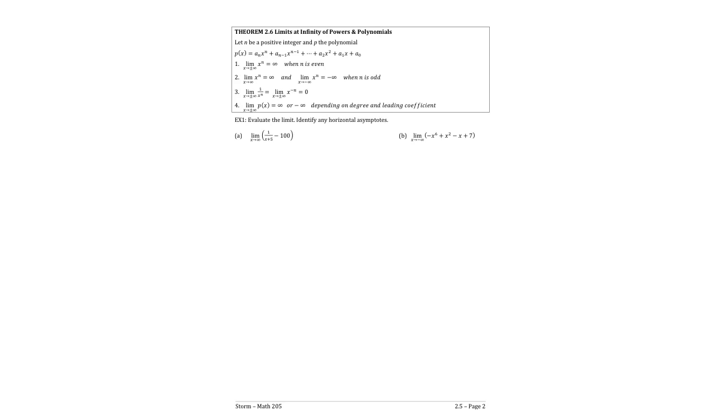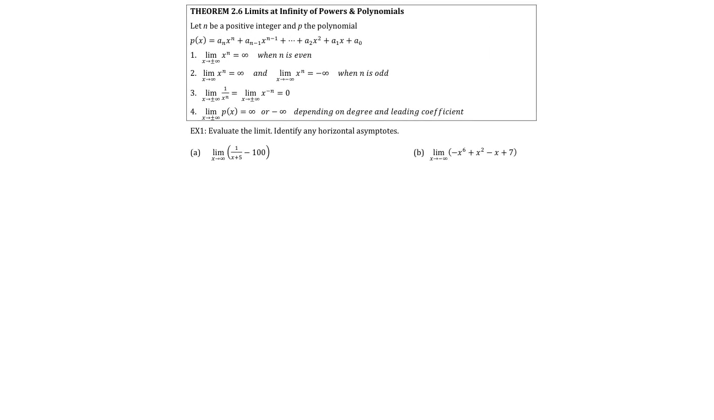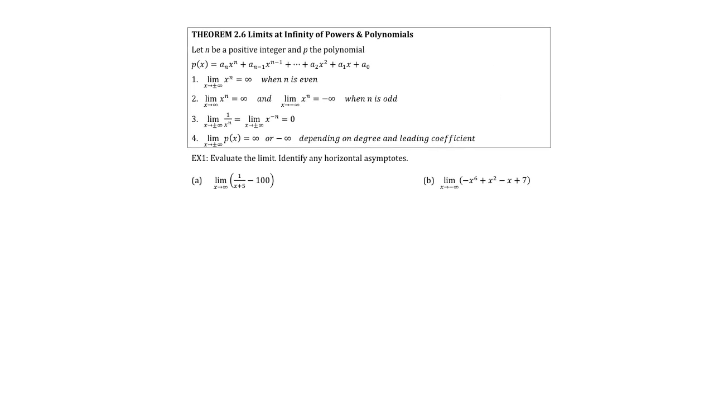So let's look at some special types of functions. We're going to look at polynomials, and then we're going to look at rational functions. Remember, polynomials are just a big string of terms. They're written in descending order, where n is the largest exponent, and n is also going to be the degree of the polynomial.